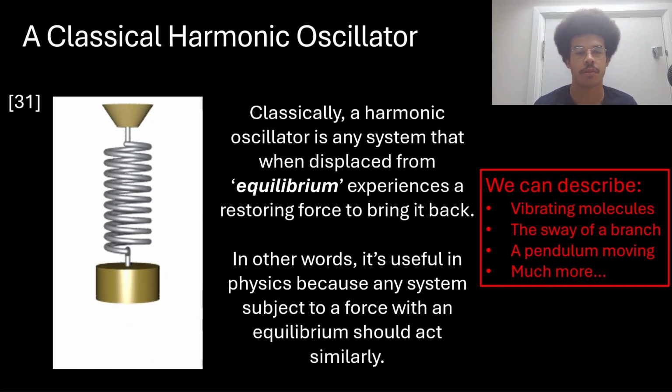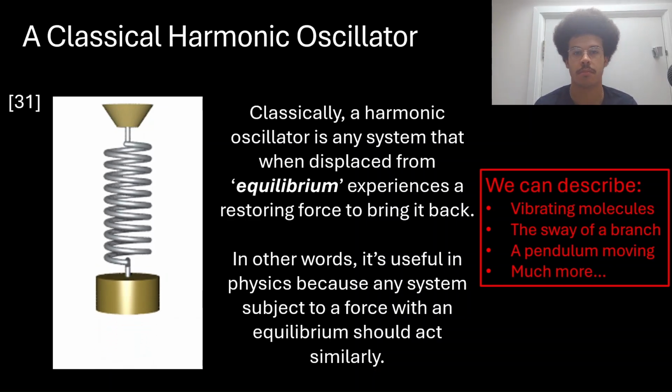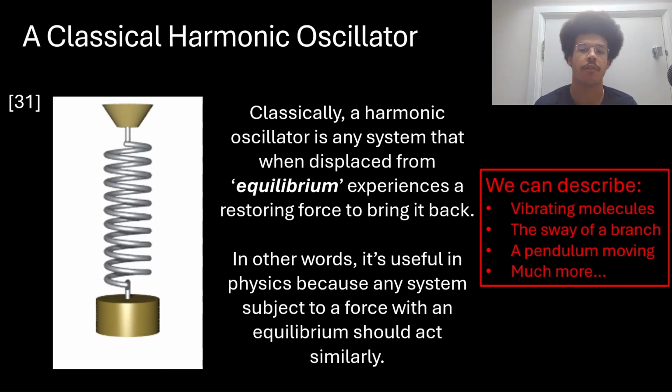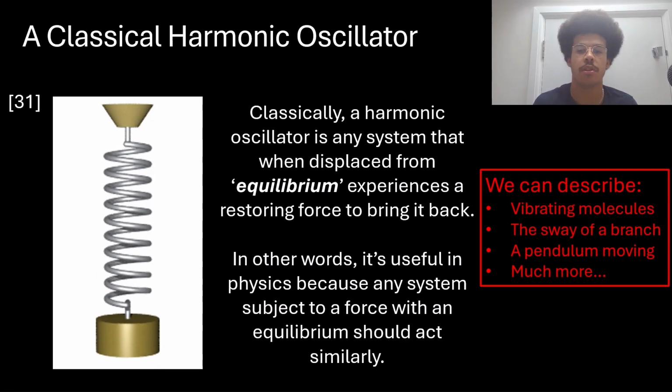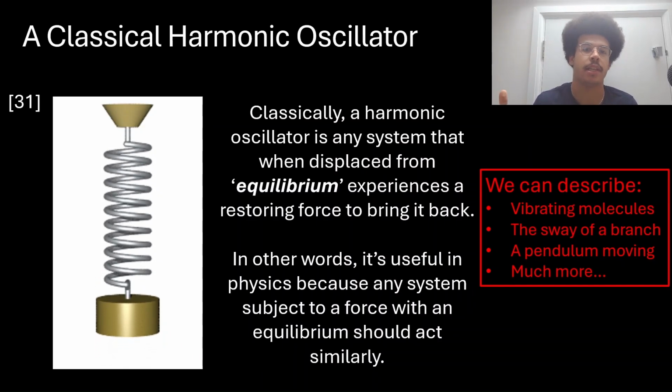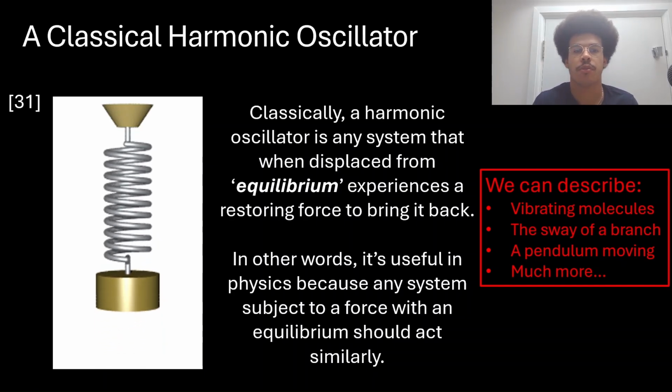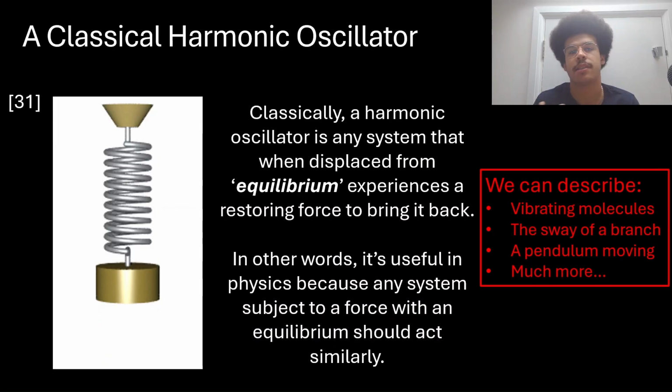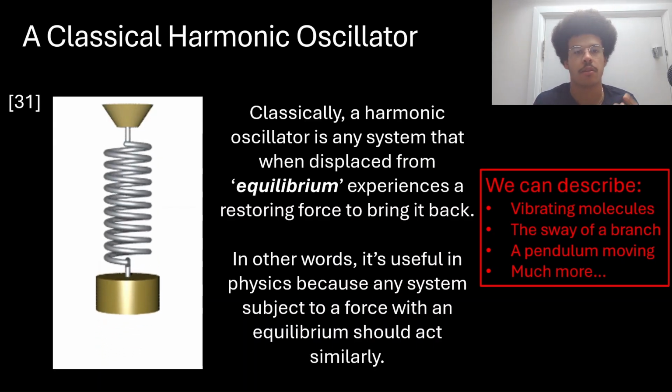So, for example, we can describe vibrating molecules. We can describe the sway of a branch. We could describe a pendulum moving, the way that the clock hand sways in old and large clocks. These are all things that we can describe using this type of mathematical formalism.